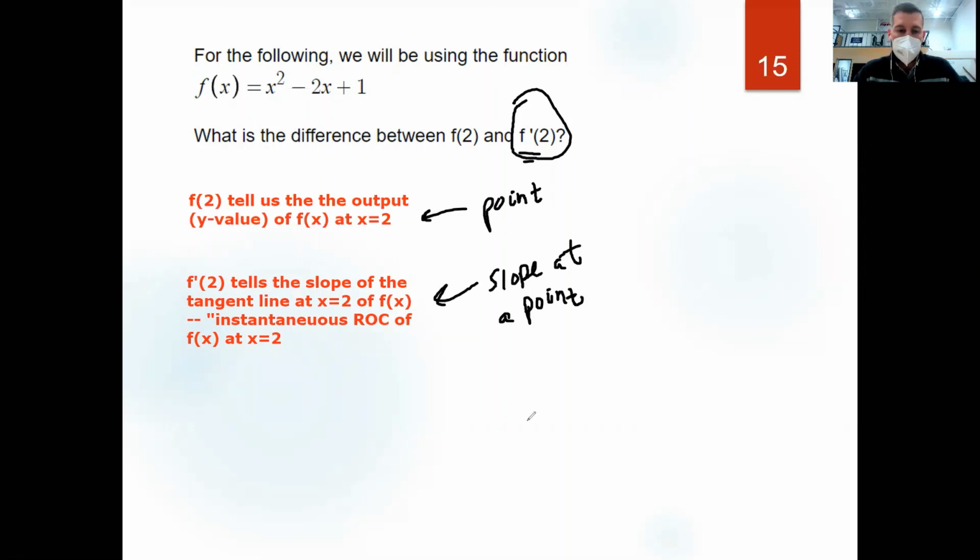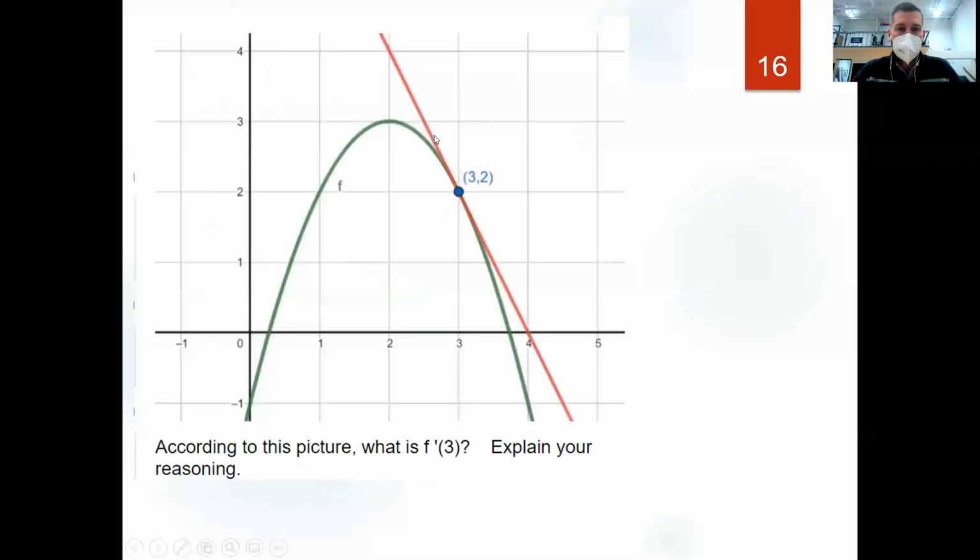Okay, so how would I find that given a graph? We're going to find f prime of 3. What does that tell me? It tells me the derivative at x equals 3. Well, what does that tell me? That I need the slope at a given point, at x equals 3. How do I find the slope? Well, I need the tangent line. I'm already given the tangent line.